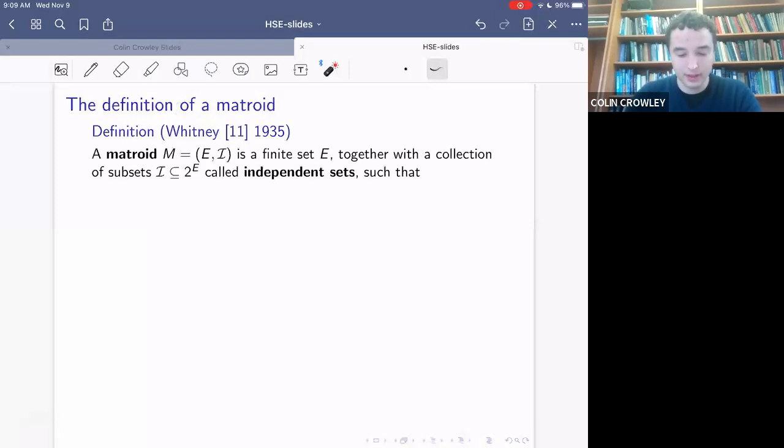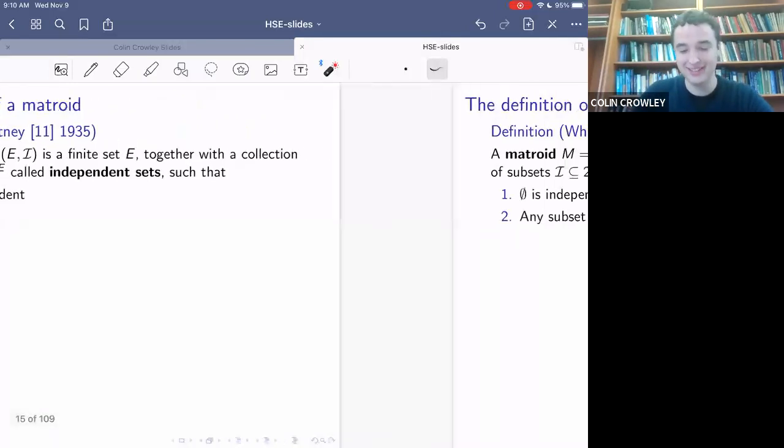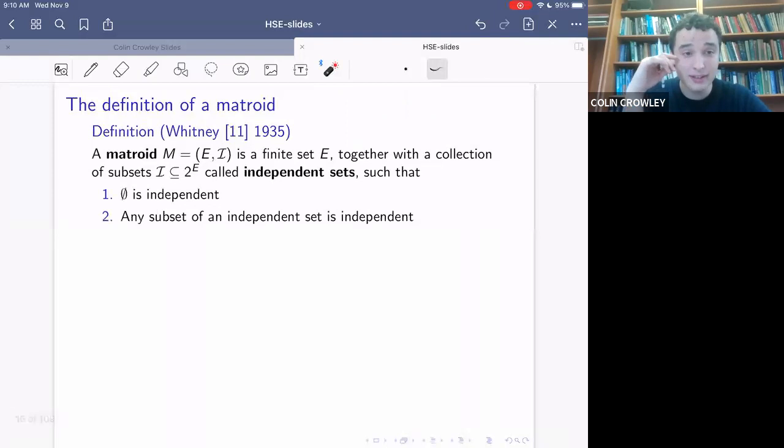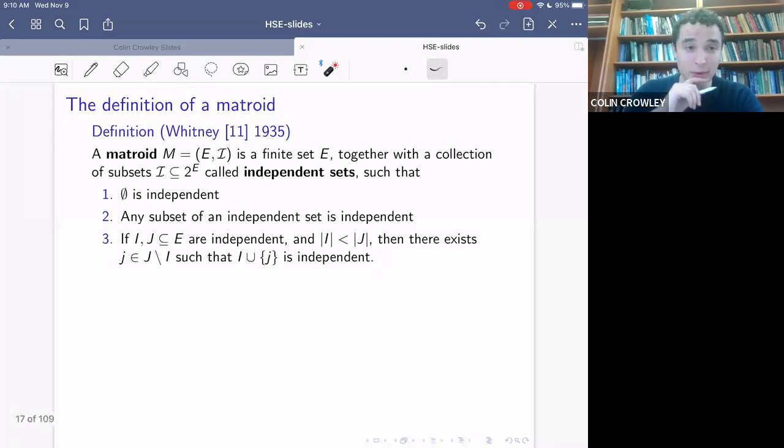And here's the definition. So it's a pair, E and I. So E is a finite set. This is supposed to be the points. This is a set of points, together with the data of which points are linearly independent. So I is a subset of the power set of E, and any set in there I declare as independent. And this data should satisfy a few axioms. So the first is that the empty set is independent. Any subset of an independent set is independent. And the third axiom is more interesting.